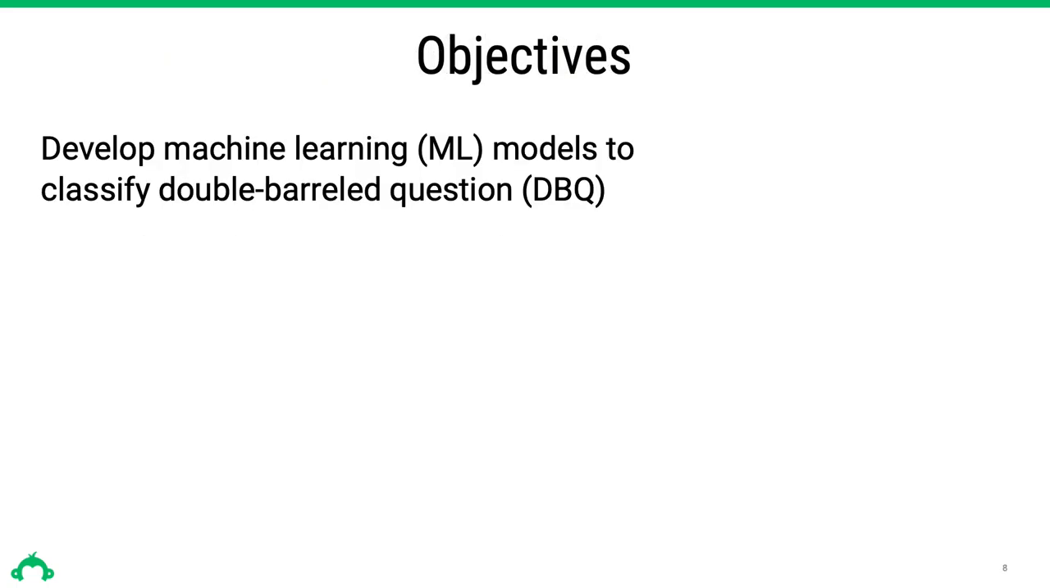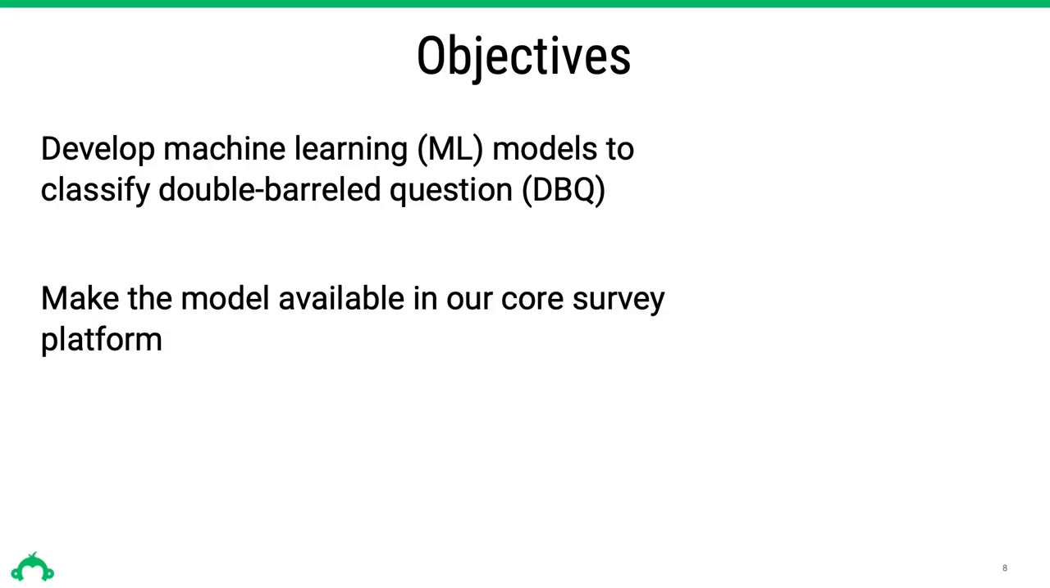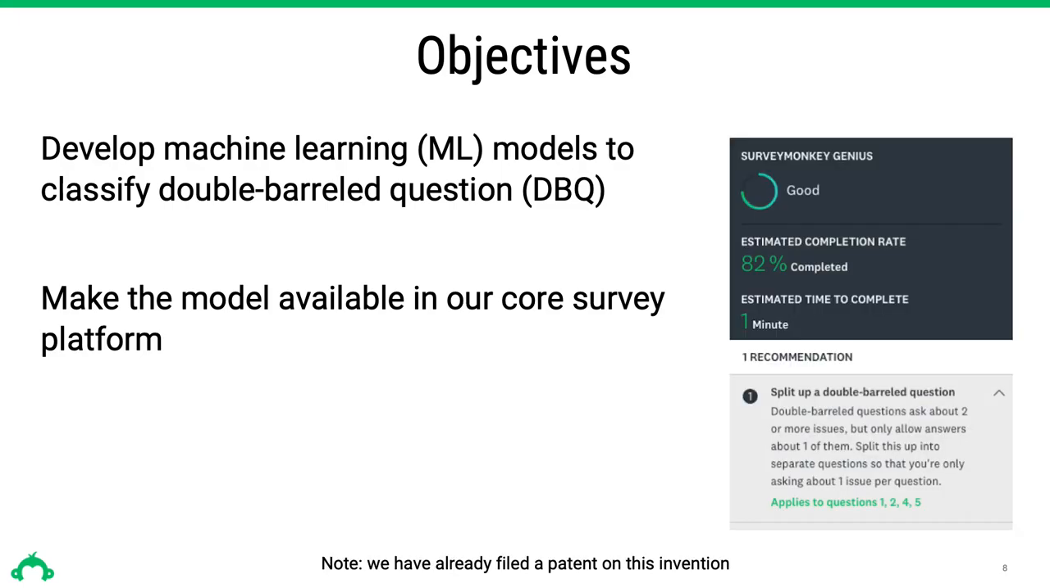In this work, our goal is to develop machine learning models to classify double-barreled questions, which should be better than the rule-based approach. Another goal is to make the models available in our SurveyMonkey survey platform, which detects possible double-barreled questions in a survey and makes recommendations to our users. And here is a screenshot of what the recommendation will look like in our platform. And just a note that we have already filed a patent on this invention.